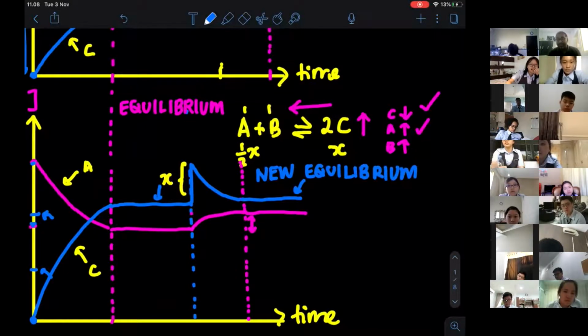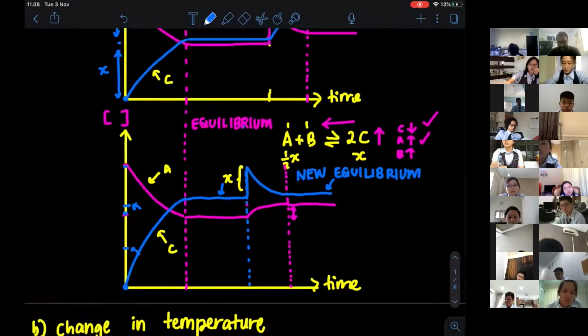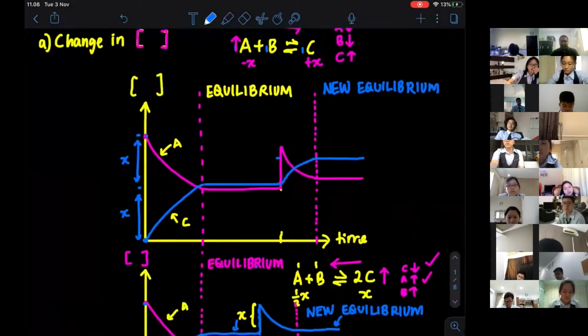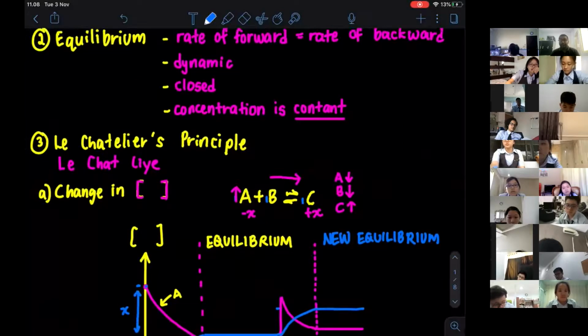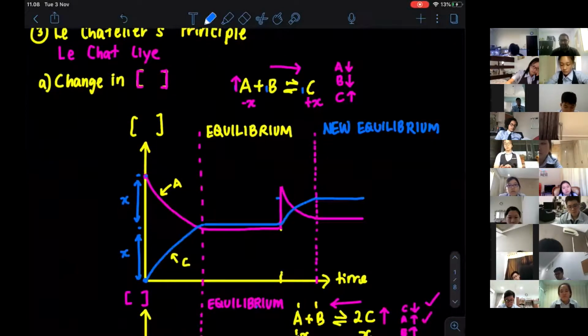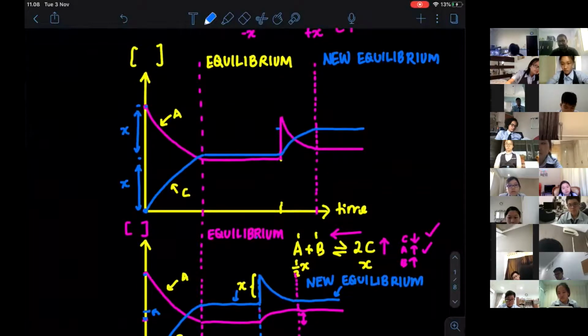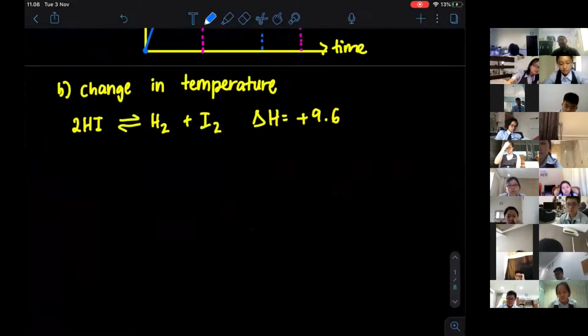This is what happens when it comes to changes in concentration. We can show that in terms of graphs, so an equilibrium and a new equilibrium will be formed. Now, please take note. Yesterday, what we learned about concentration, I have extended that knowledge to showing it using the graph.